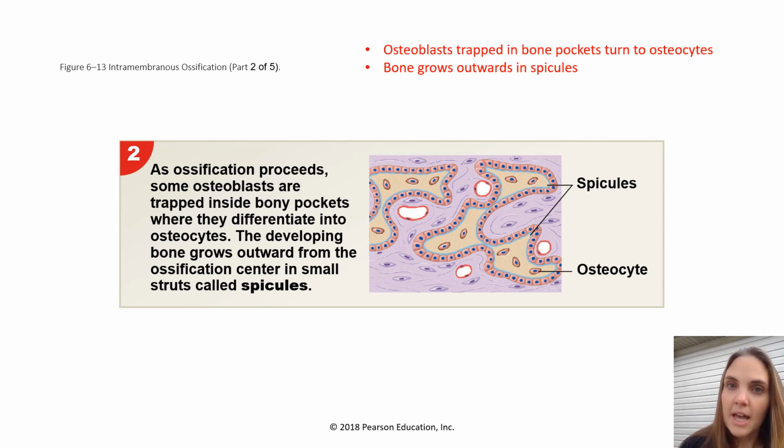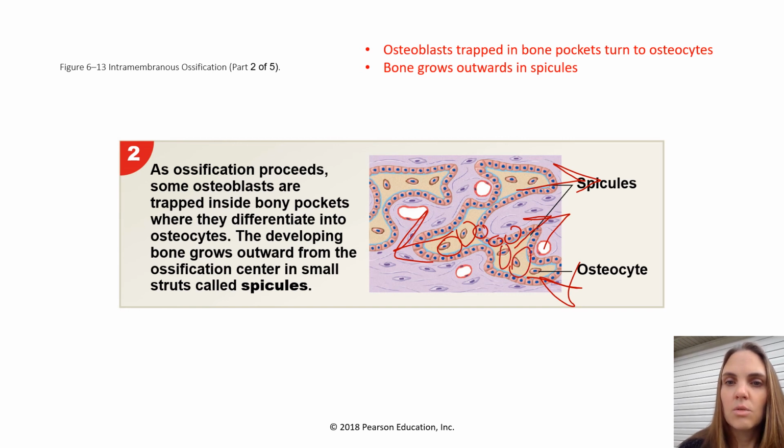So those osteoblasts end up getting trapped in the bony matrix and then they differentiate into osteocytes. The bone that is developing grows outwards from this ossification center in small struts, which are called spicules. So we're kind of growing out from here. And in this image, these would be our osteoblasts, and then in the center would be our osteocytes once they're surrounded by that bony matrix.